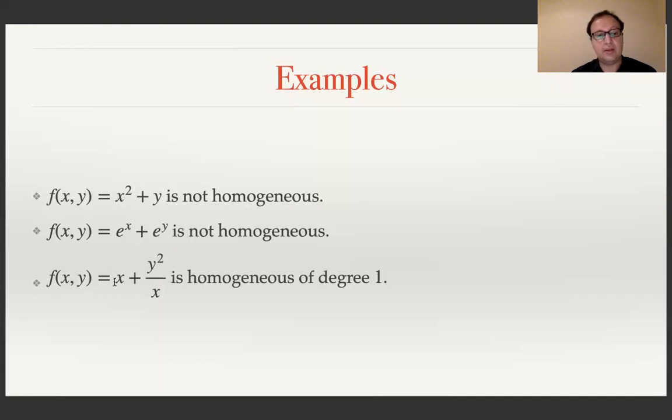And finally, x plus y squared over x is homogeneous of degree 1. The first x has degree 1, and in y squared over x, y squared has degree 2, 1 over x has degree -1, and 2 added up with -1 gives 1. So y squared over x again has degree 1.